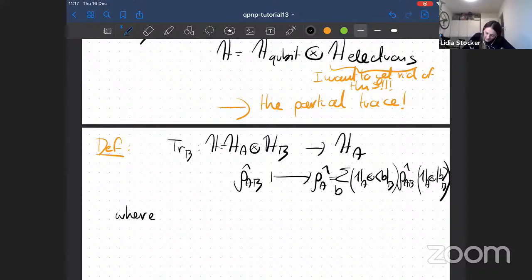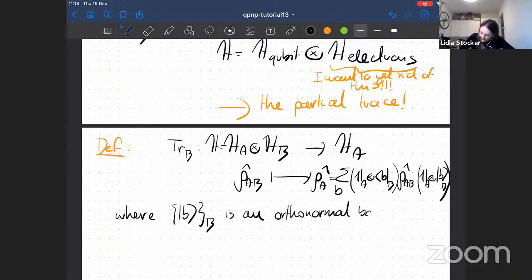What is B? B is an orthonormal basis of the Hilbert space of Bob. Okay, so I have a density matrix of A and B, and then I basically, to forget about my B, which I don't care about, I sum over the basis states applied as a bra and ket. So we kind of calculate a partial expectation value. And I don't change anything about A because A is what I'm interested in.